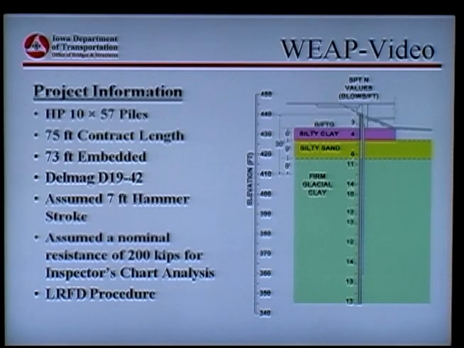So I'm going to run a video. Before that, I'm going to show you the project that I used to produce the video. It's an HP 10 by 57 pile, 75 feet contract length, and embedded 73 feet. Delmag D19-42 is the hammer used. Assume a 7 feet stroke. Assume a nominal resistance of 200 kips for the inspector chart analysis, and it is the procedure for the LRFD design method.